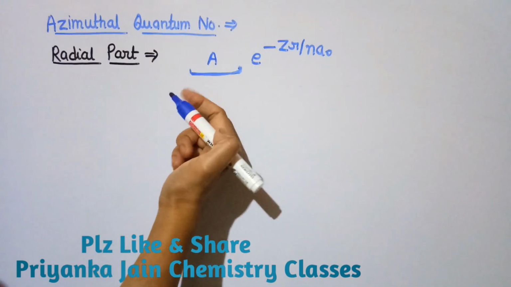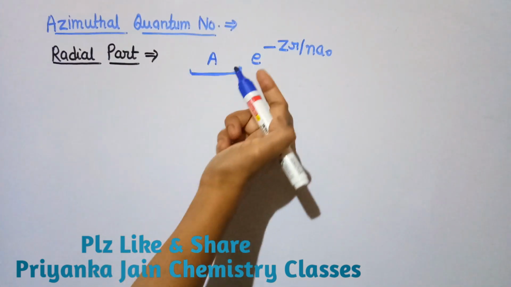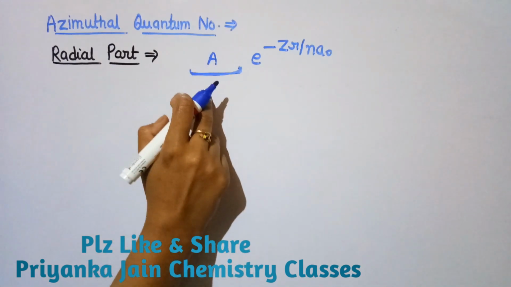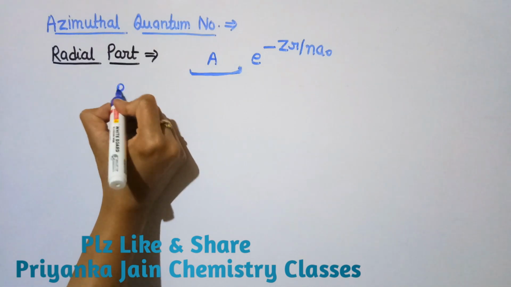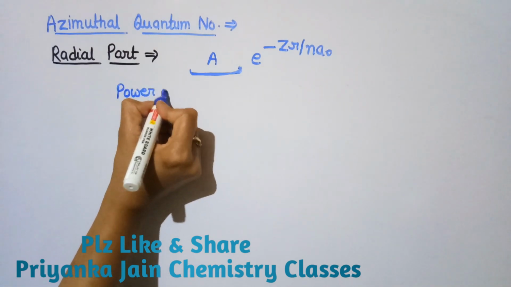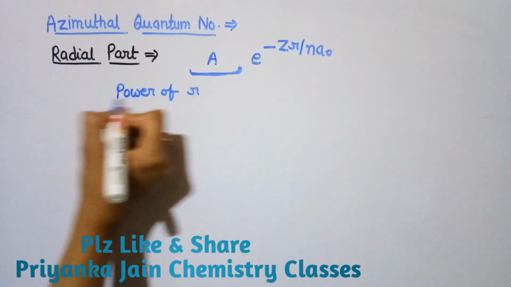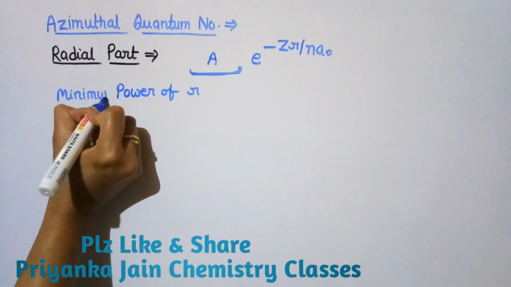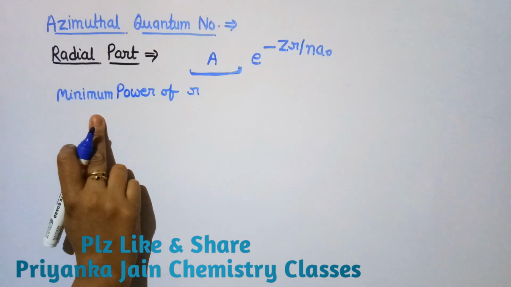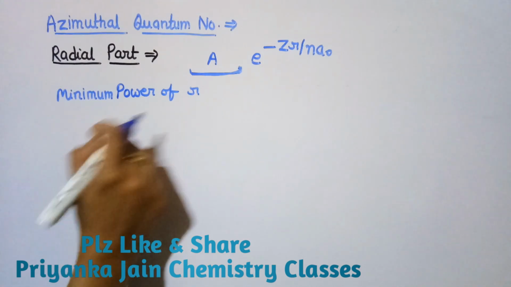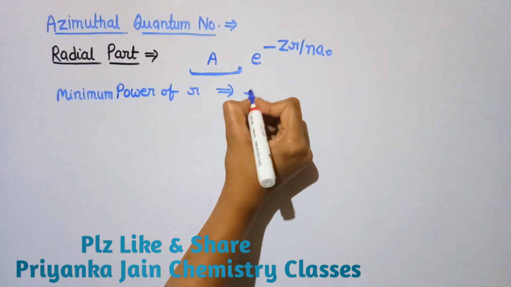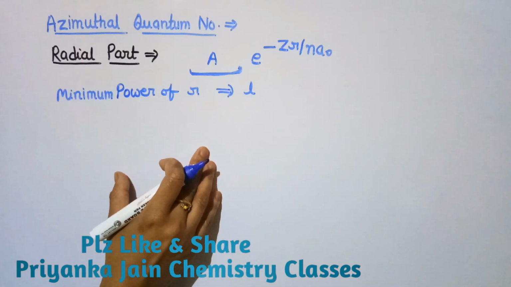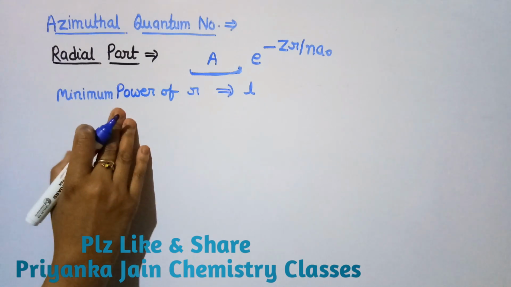This part is called the pre-exponential factor, and this is the exponential part. In the pre-exponential factor we have to see the power of r, and we take the minimum power of r. Suppose we are given 2 or 3 powers, then we have to see the minimum one. So this value will be equal to the value of l. I will give you examples. I am showing you the question papers, in which you can see this type of question.